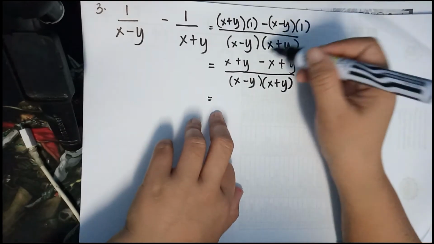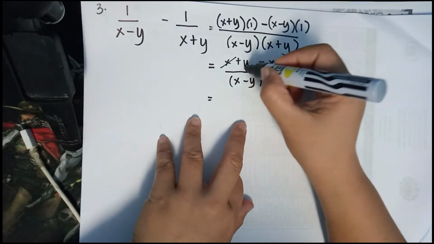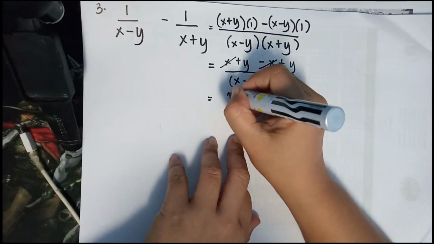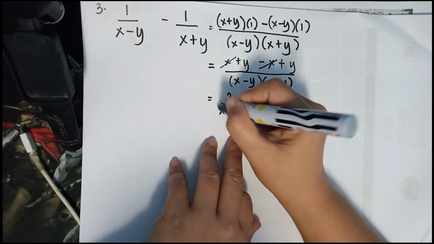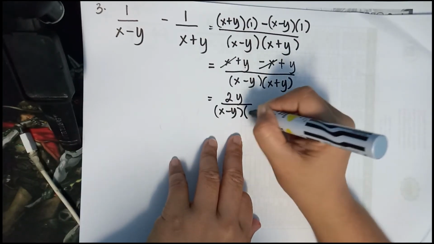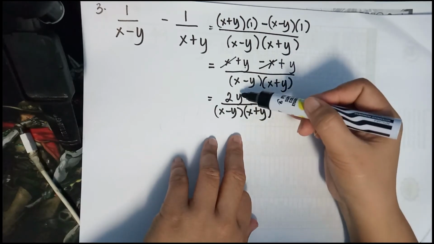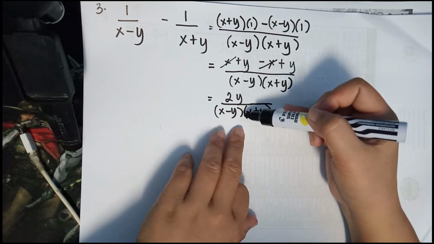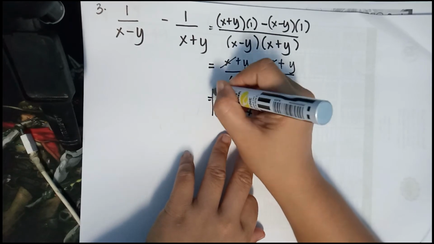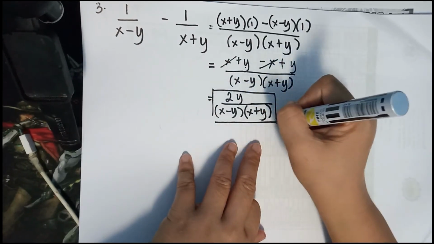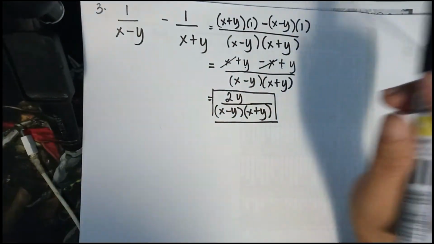Next, combine like terms. x minus x, that is 0. y plus y, that is 2y. Over x minus y quantity x plus y. Since this is a monomial and this is a binomial, we cannot cancel out the 2. And our final answer is 2y over x minus y quantity x plus y.